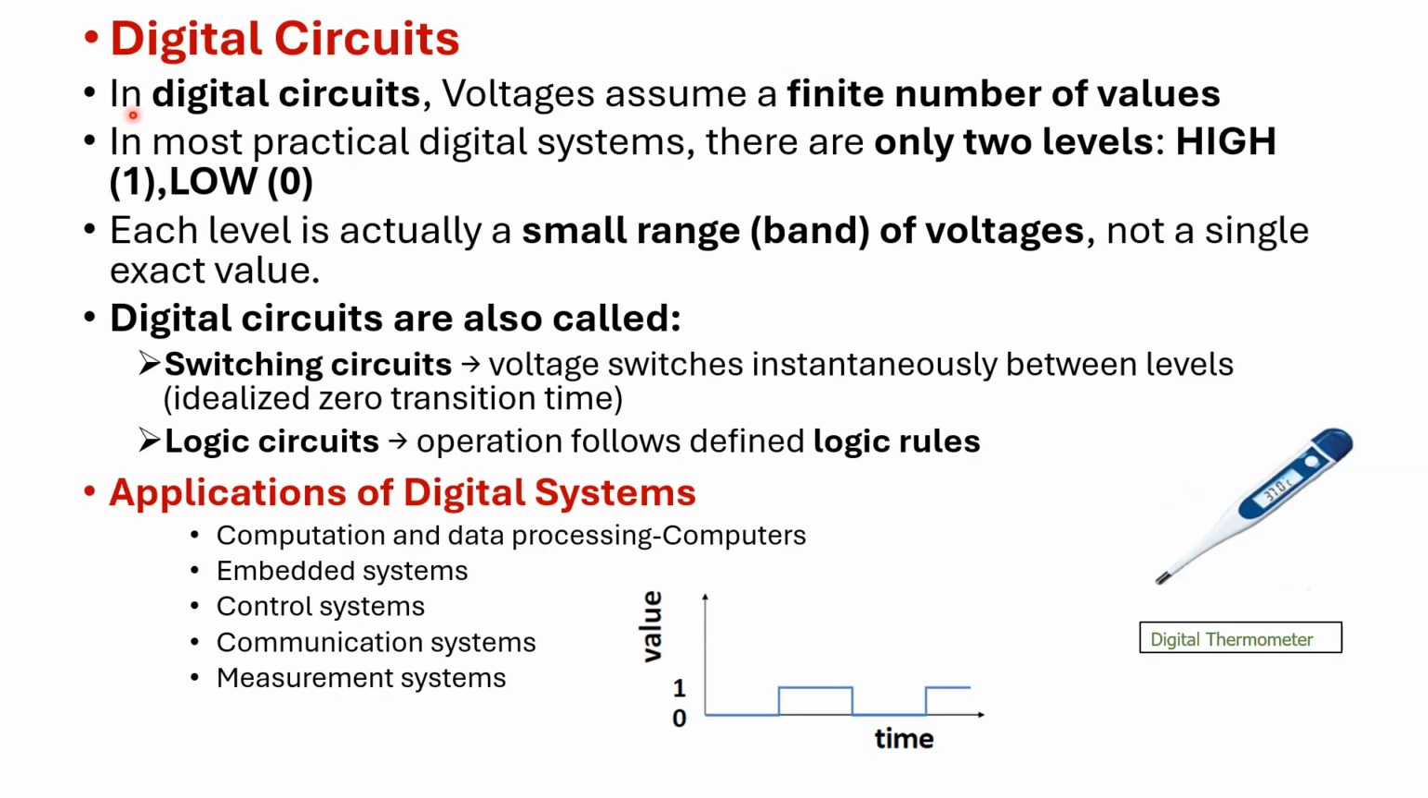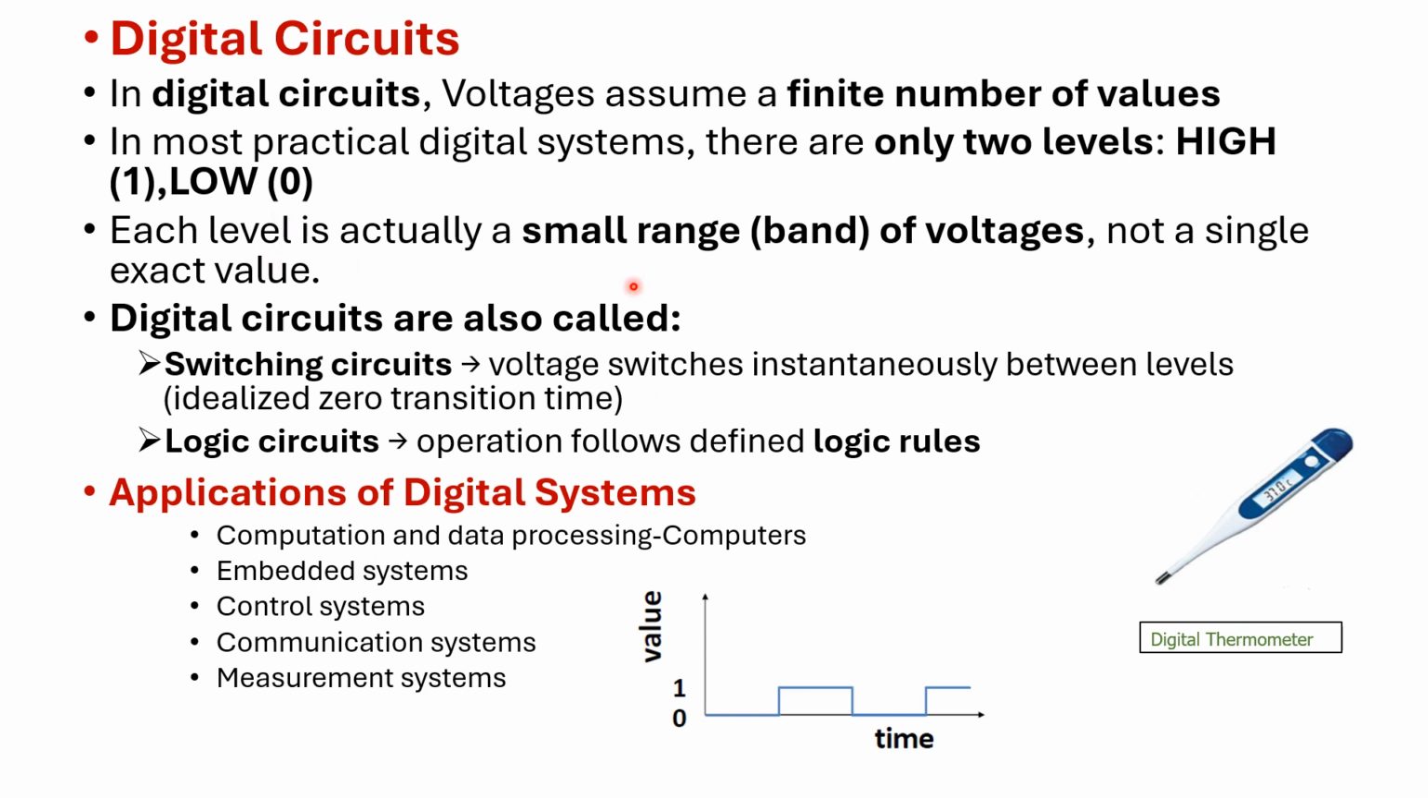In the case of digital circuits, voltage assumes a finite number of values, which means that maximum you will assign two values, a high or a low. A high is 1 and a low is 0. For example, when you press the key, it is high. The signal will be shown as high. If I don't press a key, it is low.